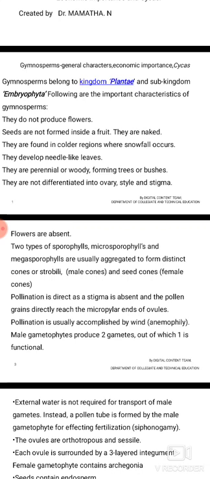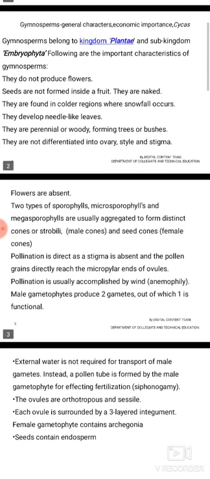Flowers are absent. Two types of sporophylls, namely microsporophylls and megasporophylls, usually aggregate to form distinct cones or strobili. Seed cones, that is female, are present. Pollination is direct as stigma is absent, and the pollen grains directly reach the micropylar end of the ovules. Pollination is usually accomplished by wind, that is, they are wind pollinated, that is anemophilous.